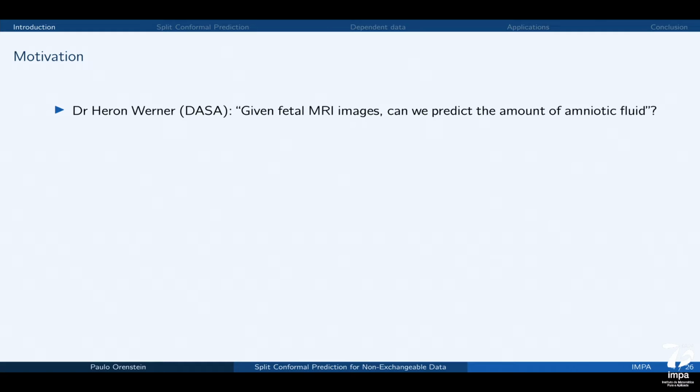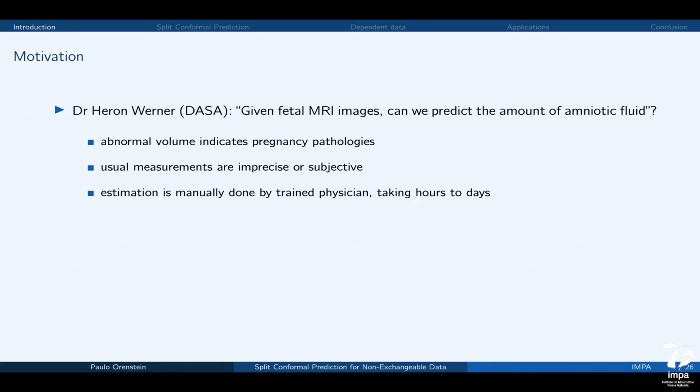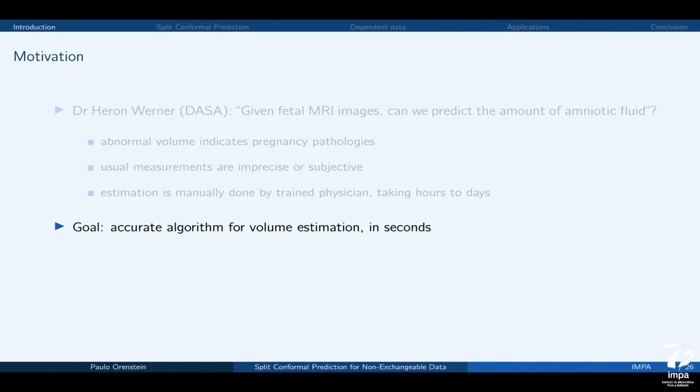Okay, so to recap, we were approached by these guys at DASA, Dr. Aaron Werner, saying, given fetal MRIs, could you estimate the amount of amniotic fluid? This is important, as I said, mainly because it's a leading indicator of the health of the pregnancy. But today, the ways we do it are either imprecise or too slow. So our goal was doing this accurately and fast.